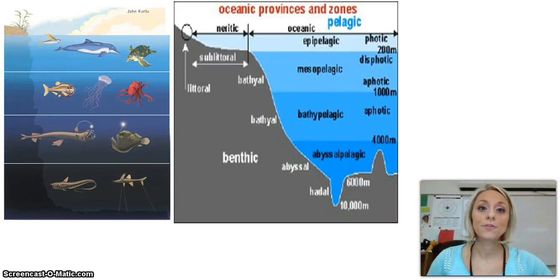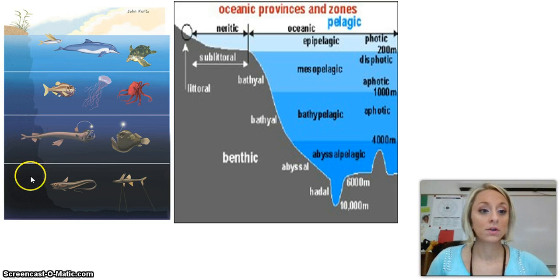Today we're going to look at different aquatic properties. An aquatic place could be anything like an ocean, a lake, a pond, or an estuary. The first slide we're looking at is based upon sunlight exposure.